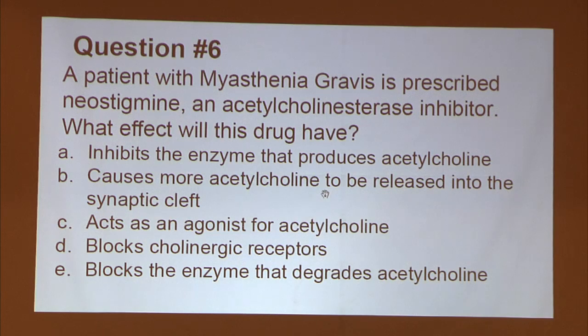And then E was blocks the enzyme that degrades acetylcholine, and that makes sense by its name. An acetylcholine esterase inhibitor inhibits the enzyme that's going to break up acetylcholine. So even if you don't know too much about myasthenia gravis, knowing the term inhibitor and what acetylcholine esterase does will give you what that is. So the answer for this is E.